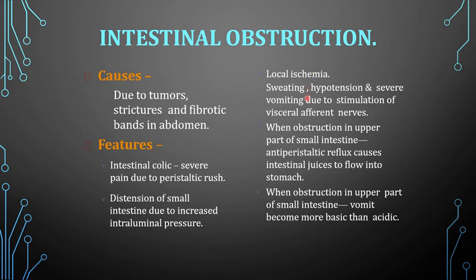There will be local ischemia, that is loss of blood supply to that part, and then sweating, hypotension and severe vomiting due to stimulation of visceral afferent nerves. When obstruction in the upper part of the small intestine is present, there will be anti-peristaltic reflux which causes intestinal juices to flow into the stomach. Okay, so that is reverse peristalsis. With obstruction in the upper part of the small intestine, there will be vomiting which becomes more basic than acidic because of the intestinal juices, which are basic in nature.